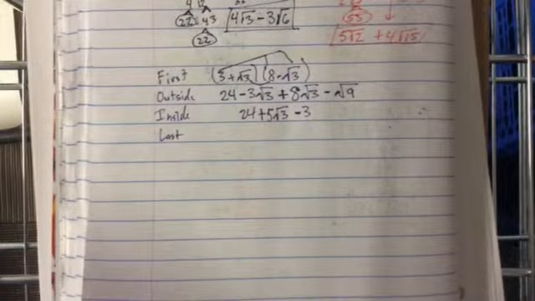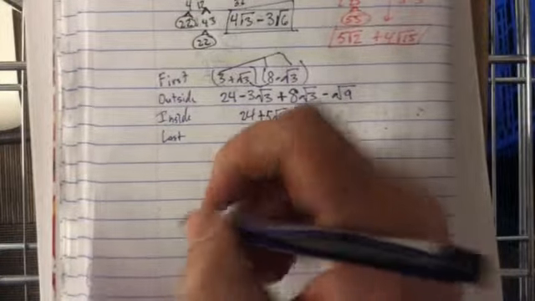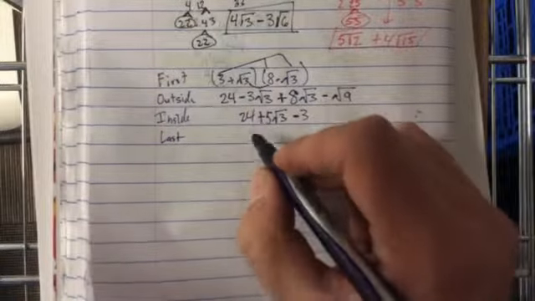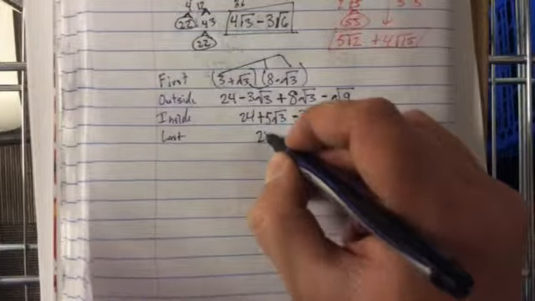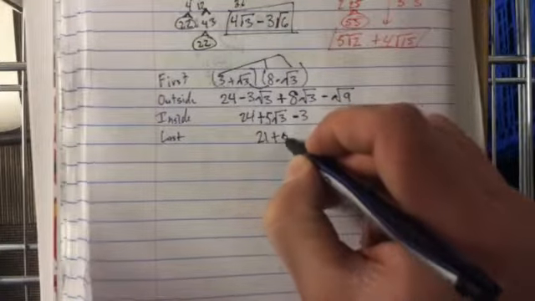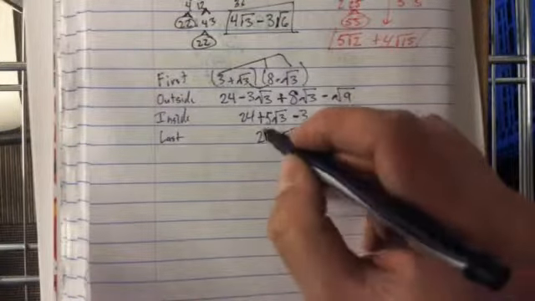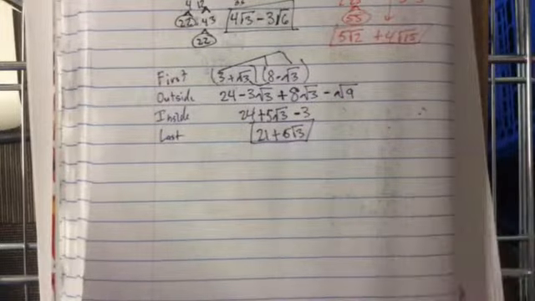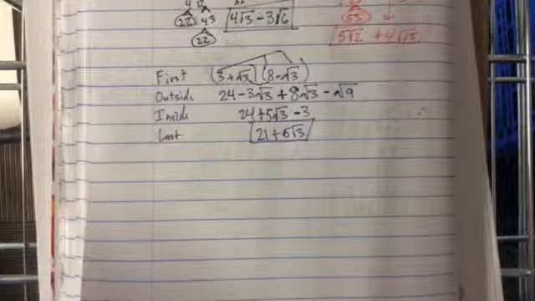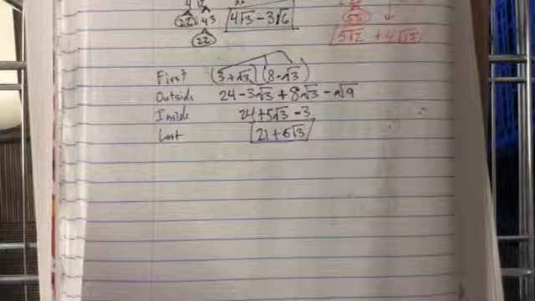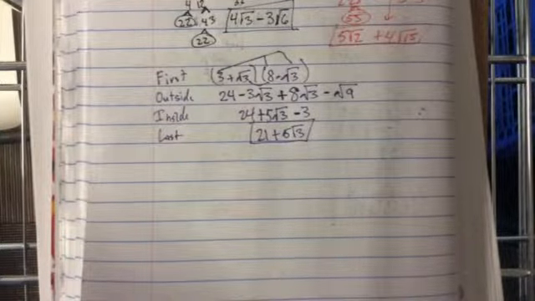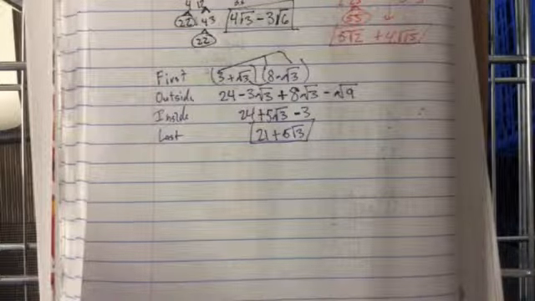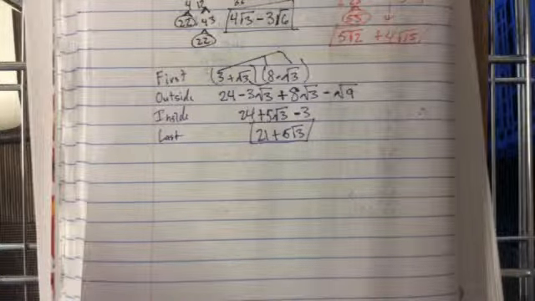Okay. So now there's one more thing we can combine. We have a 24 and a negative 3, giving us 21 plus 5 square root of 3. And that is our answer. Very long. It's no different than doing a FOIL problem with regular variables, right? Not that hard. So let's try another one.